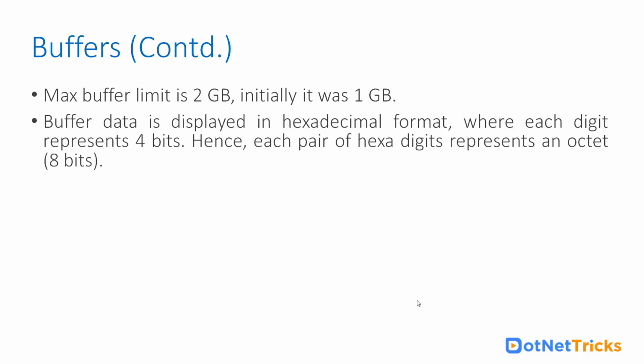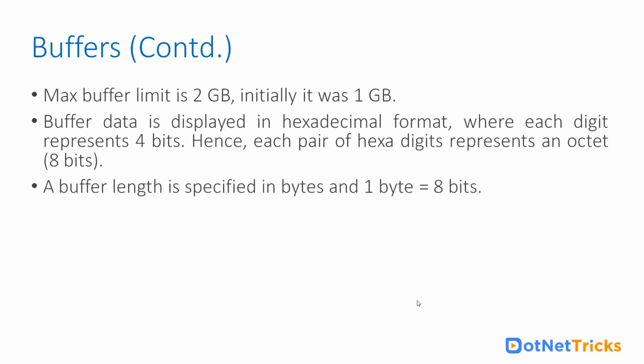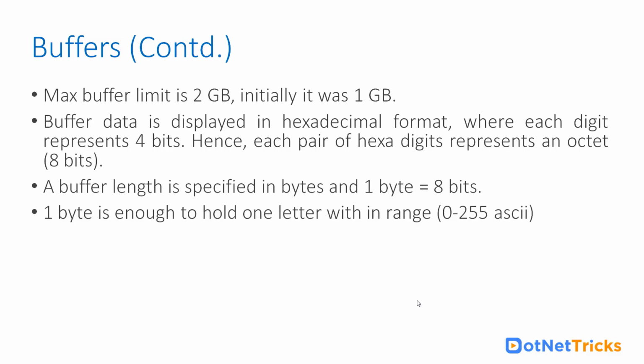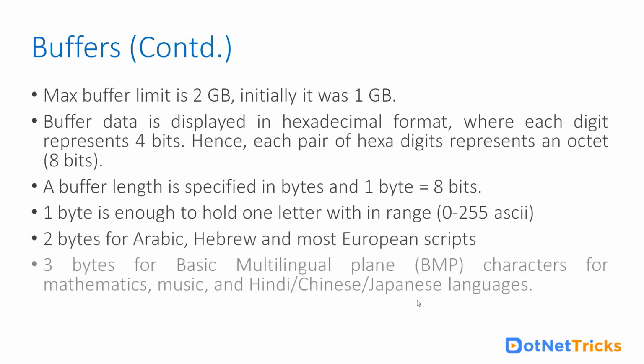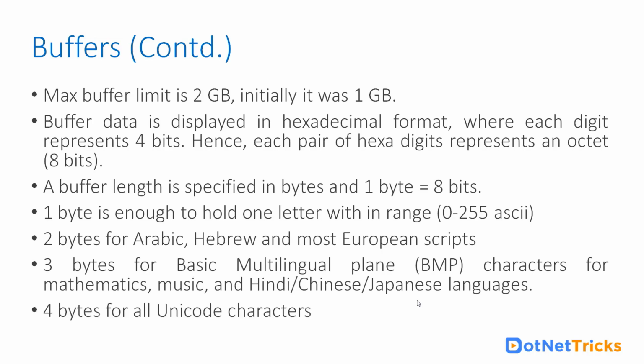Buffer data is displayed in hexadecimal format by default, where each digit represents 4 bits. Hence each pair of hexadecimal digits represents an octet. We'll see that soon. Buffer length is specified in bytes. 1 byte is 8 bits, and 1 byte is enough to hold 1 letter within the range of 0 to 255 ASCII characters. Similarly, 2 bytes for Arabic, 3 bytes for multilingual characters like mathematics and music, and 4 bytes for all Unicode characters. So let's see how to create a buffer.